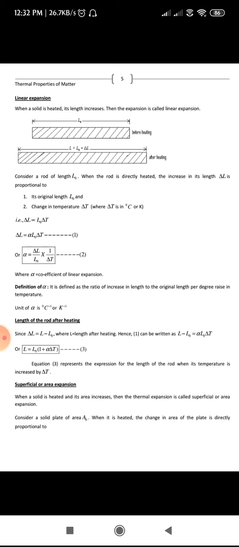Next, the length of the rod after heating. How are we going to write the equation for the length of the rod once it is heated?